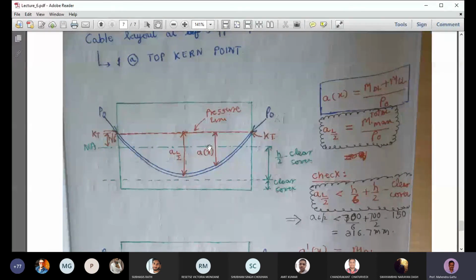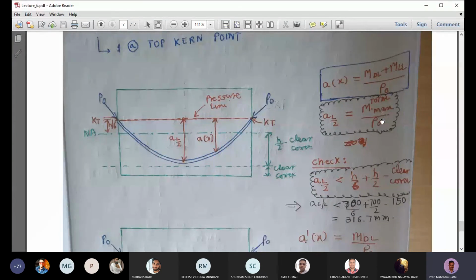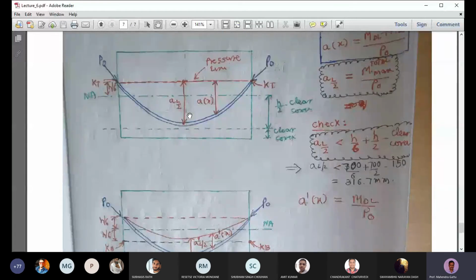And at the center, we get a of L by 2, which is M dead load plus M live load maximum, that is M total maximum by P naught. So it will be q total L square by 8 by P naught. Okay, so these two equations we have. One is a of x equal to M total by P naught, and here at the center, M total max by P naught.